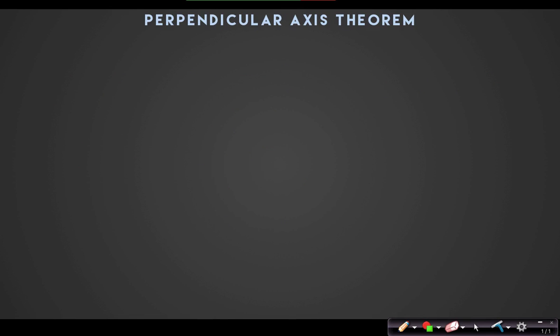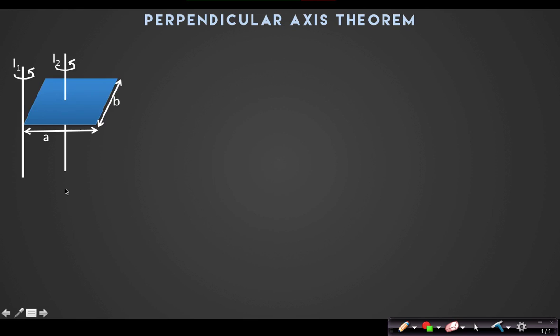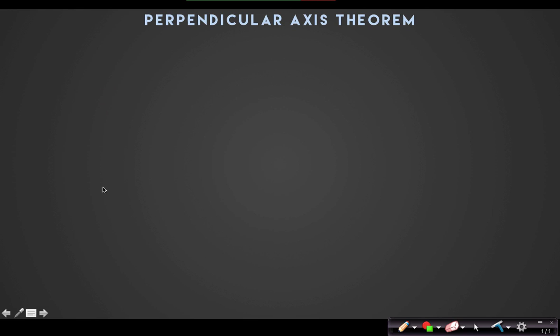Now you will study two theorems related to moment of inertia. One is the perpendicular axis theorem. Another is the parallel axis theorem. What is the perpendicular axis theorem? Let us take one body. Suppose this is one rigid body. Remember, the perpendicular axis theorem is only applicable for planar objects.